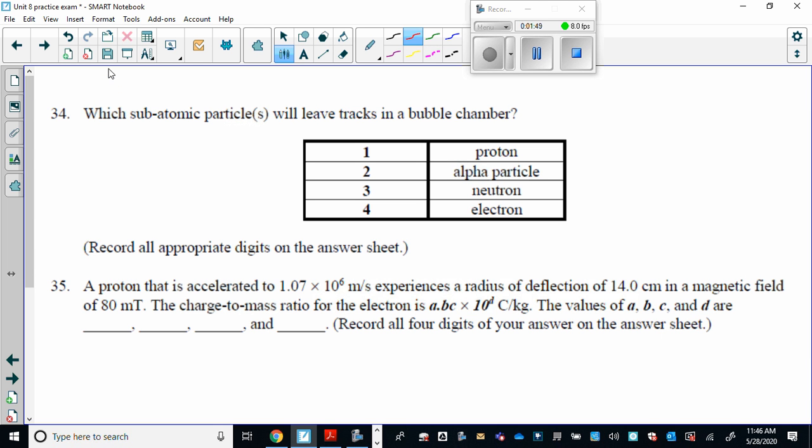Number 34, which subatomic particles will leave tracks in a bubble chamber? Only ones that have a charge. So protons, alpha particles, neutrons. 1, 2, and 4 is the answer to that question.